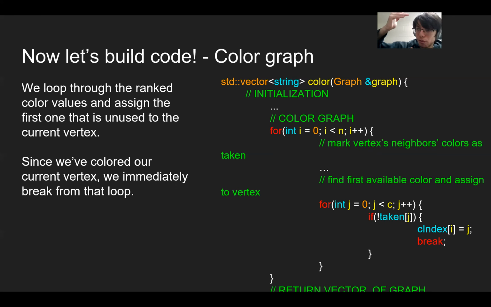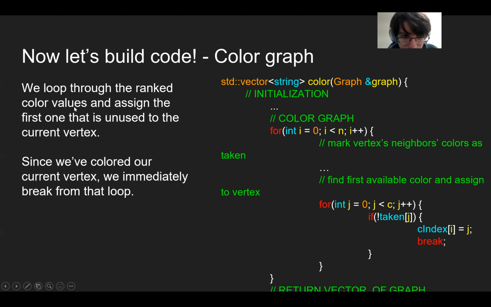So now we're going to go through the list of colors that we want to use and say, okay, if the first one isn't taken, we're going to take it, right? Because it's the highest priority one. Like if red is not taken by any neighbors, we're going to take red. And if blue isn't taken by any neighbors, we're going to take blue. But if all of them are taken, make a new color and use that.